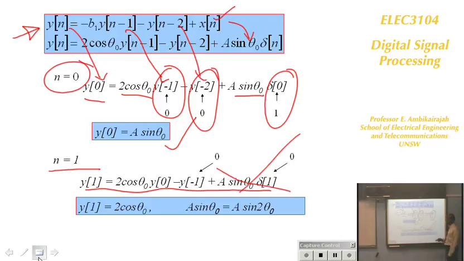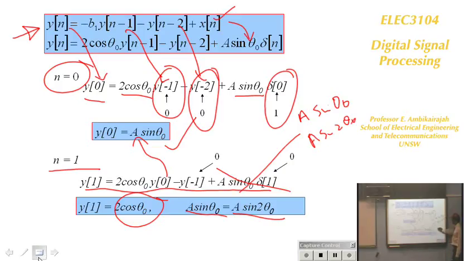From now onwards, this term disappears because the delta function is only 1 at n equals 0. This one will be 0, but this is not 0 because I have calculated it. You substitute that in here, you get a sine theta naught times 2 cos theta naught. When you multiply, a sine 2 theta naught. You can see the pattern. It starts from a sine theta naught, now it comes a sine 2 theta naught, then it will go a sine 3 theta naught. So that's what you have to show.